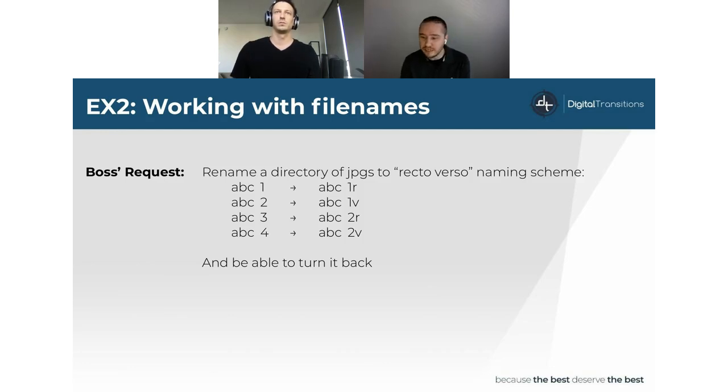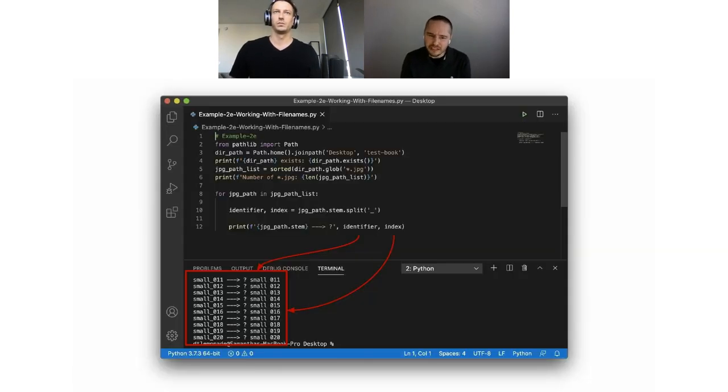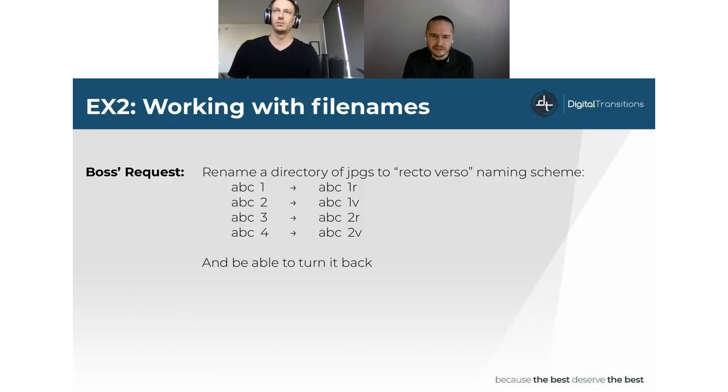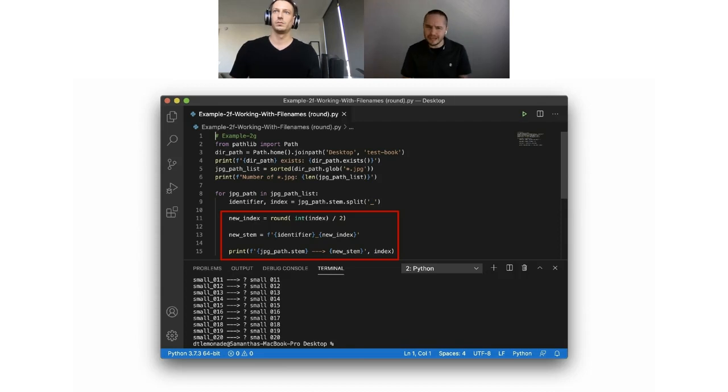Okay, so this is probably a good point at which to remind everybody why we're doing this. We are wanting to rename a directory of JPEGs to get that recto verso naming scheme. Well, you know, we've got it to the point where we've split them up, but we still need to get the numbers. Okay, so how do we do that? And this is what we're going to get into next.